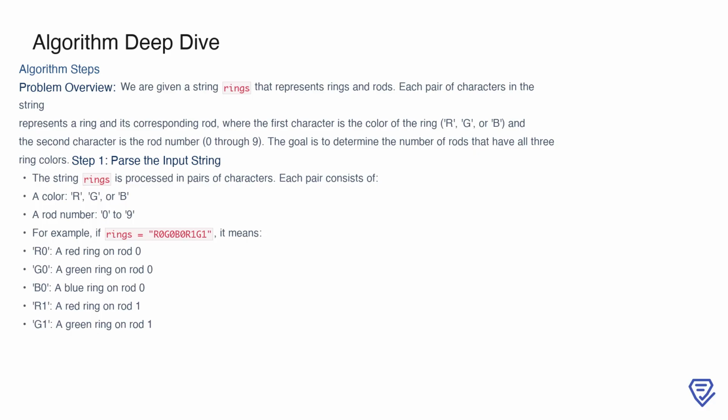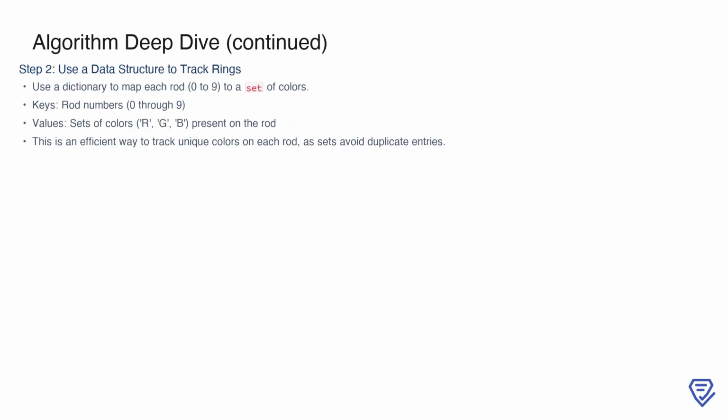To efficiently track this information, we use a dictionary where each key represents a rod, and the value is a set of colors that have been added to that rod. To tackle this problem, we begin by understanding the input and parsing it systematically. This approach ensures we can track unique colors for each rod without duplications, laying the groundwork for determining how many rods have all 3 colors.